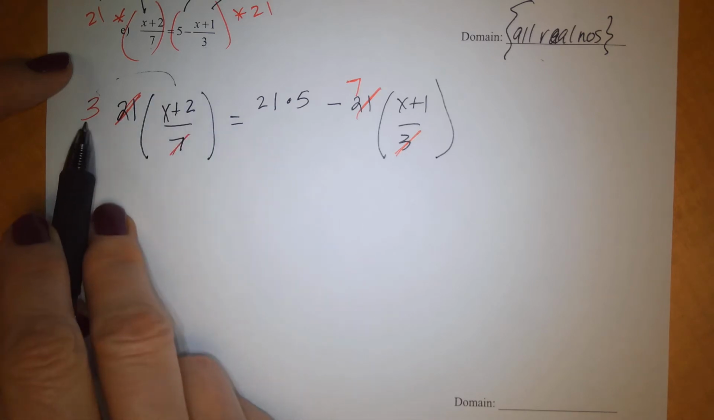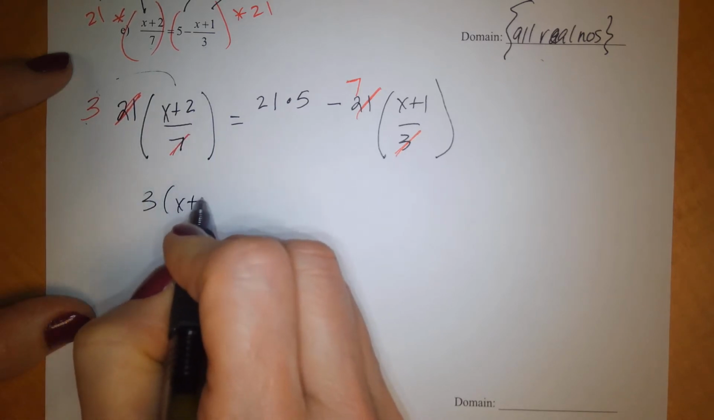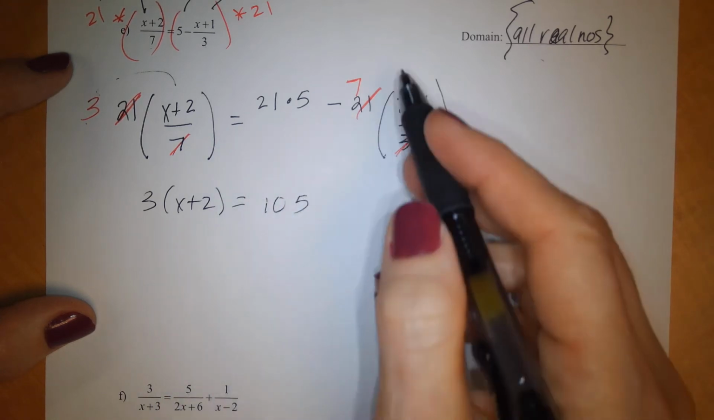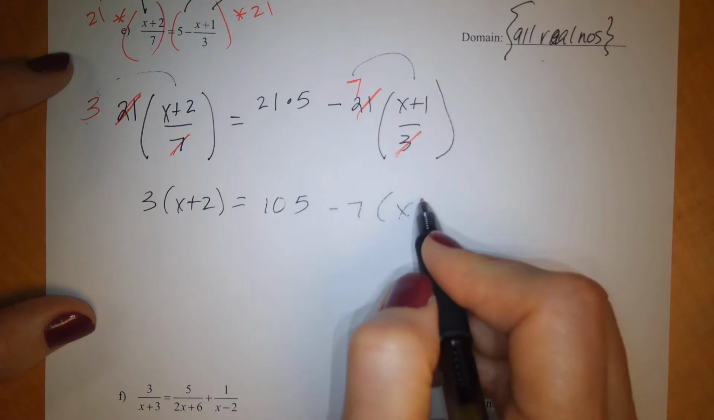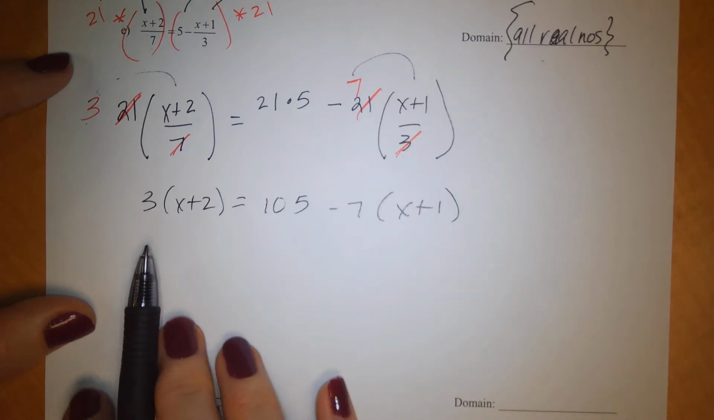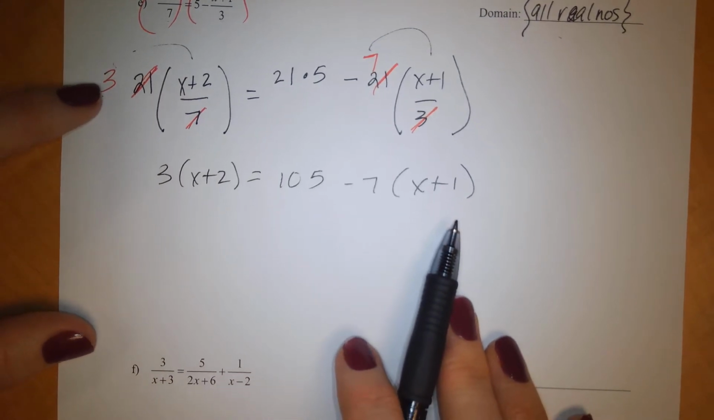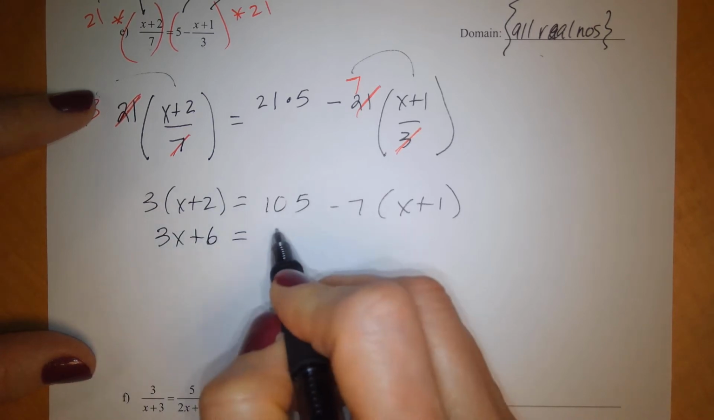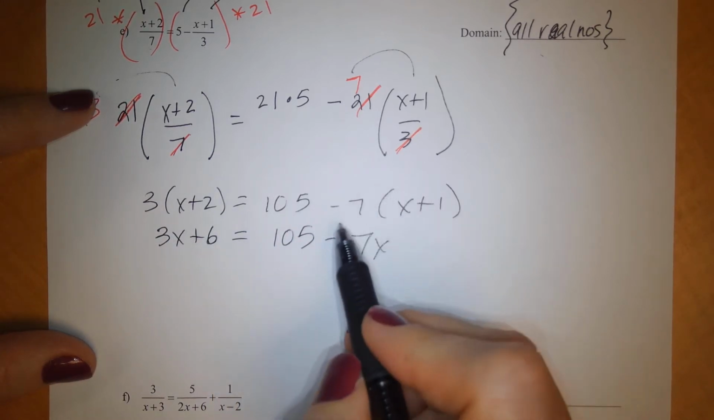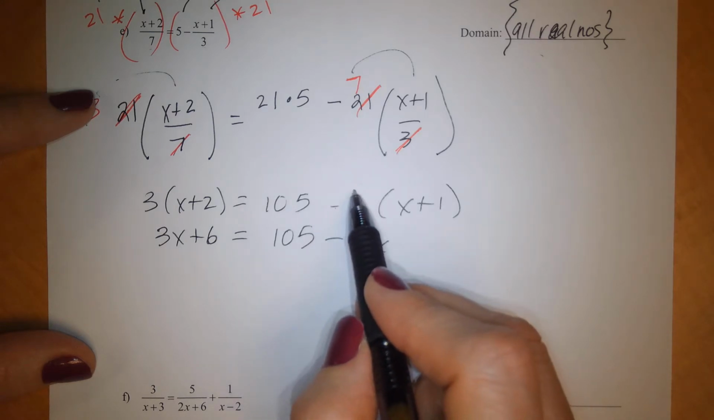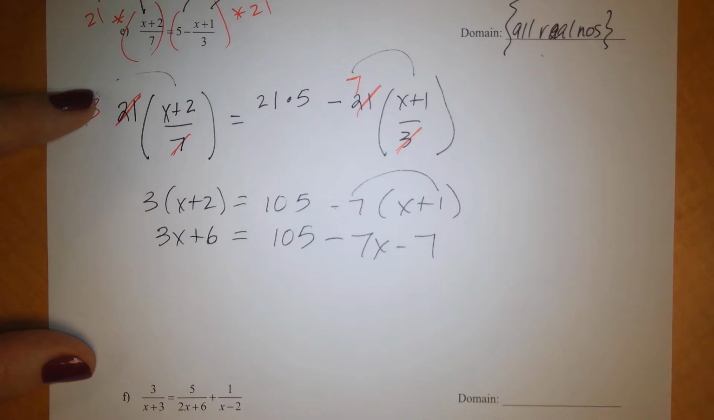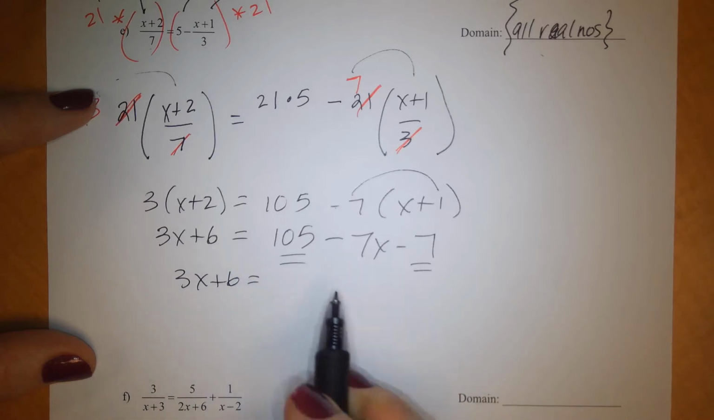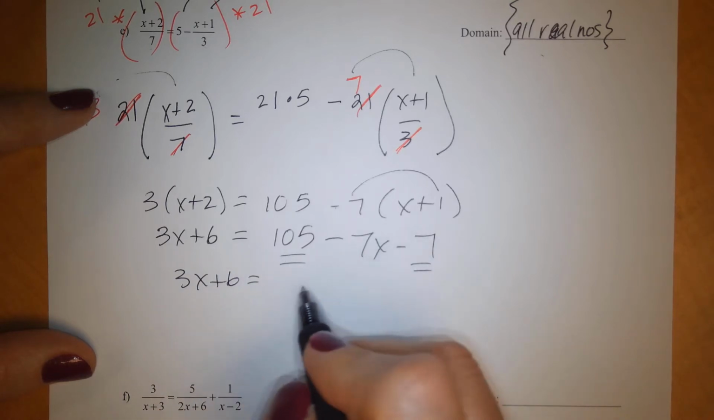So let's distribute. This is 3 times (x plus 2), 21 times 5, and then 7 times (x plus 1). So now I have an equation with no denominators. Let's distribute: 3x plus 6 equals 105 minus 7x. Don't forget that minus sign is attached to the 7, so it's minus 7 times 1, which is minus 7. Let's combine like terms. 105 minus 7 is 98.